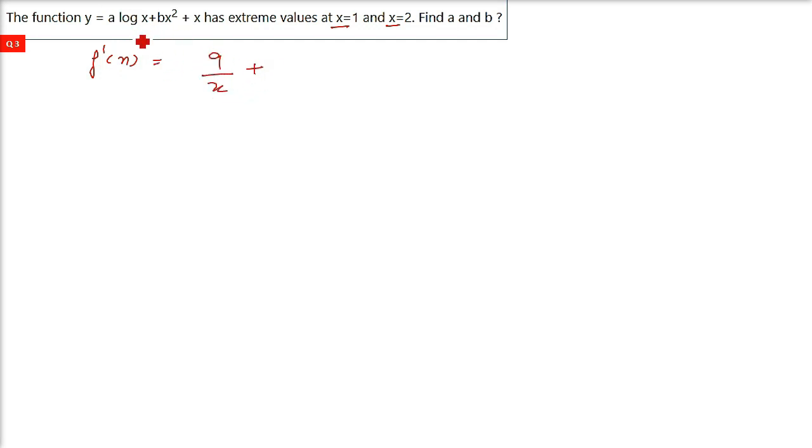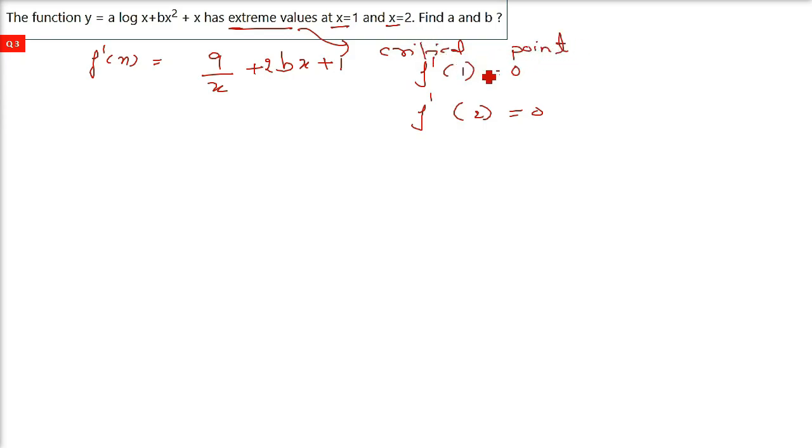f dash x is equal to a by x, since the derivative of log x is of course 1 by x, b x square gives 2bx, and the derivative of x is 1. This is f dash x. Now the next thing is we have to place 1 and 2, because these are the critical points, and critical points will give you f dash x equal to 0. That means placing 1 in the differentiated equation and placing 2 in the differentiated equation has to be equal to 0, and that will give you a and b. How? Critical points are already known to us: x equals 1, x equals 2.